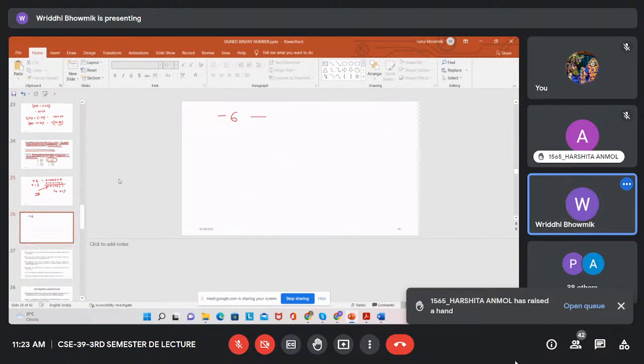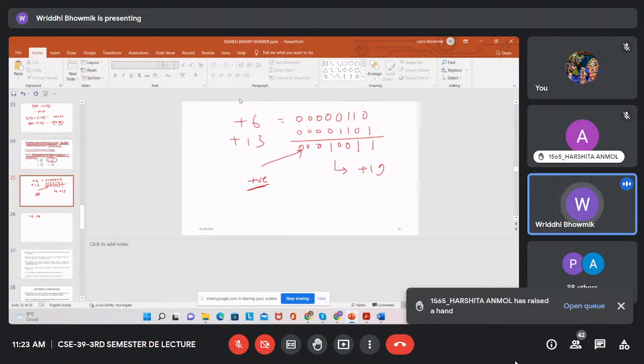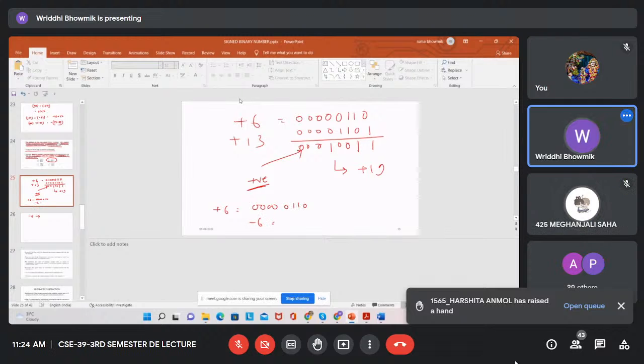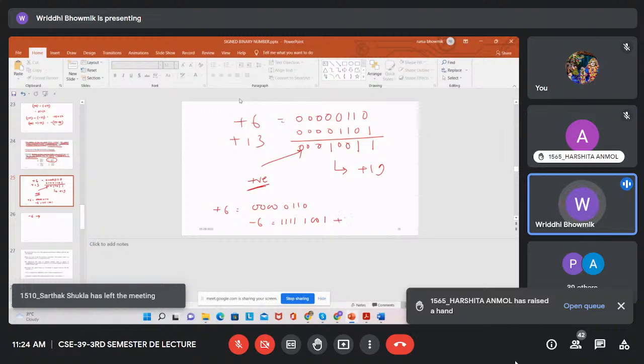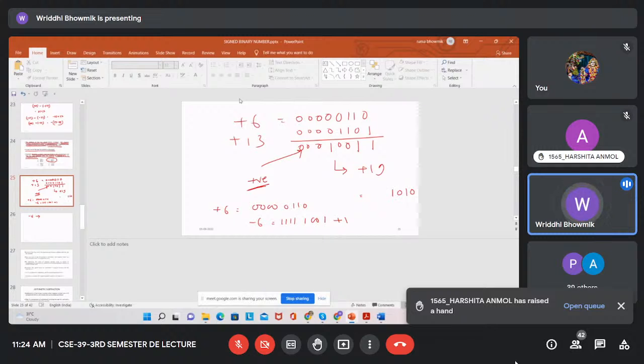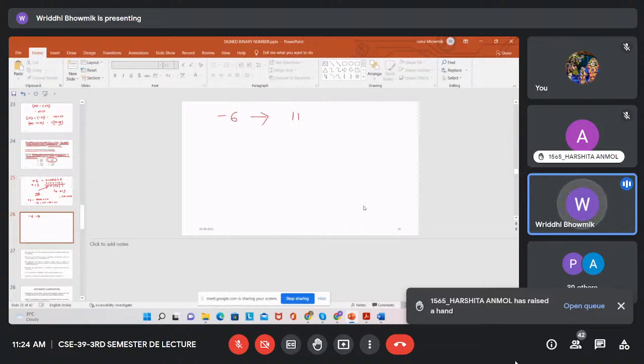So right now you have -6, which will be represented in the 2's complement form. What is +6? 0, 0, 0, 0, 0, 1, 1, 0. Now how to represent -6 in 2's complement? First go with the 1's complement, 1, 1, 1, 1, 1, 0, 0, 1, and then you add 1. So you have 1, 1, 1, 1, 1, 0, 1, 0.